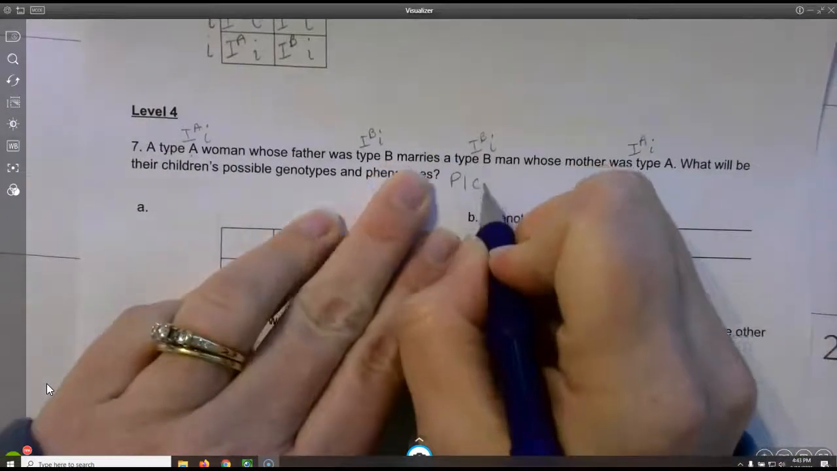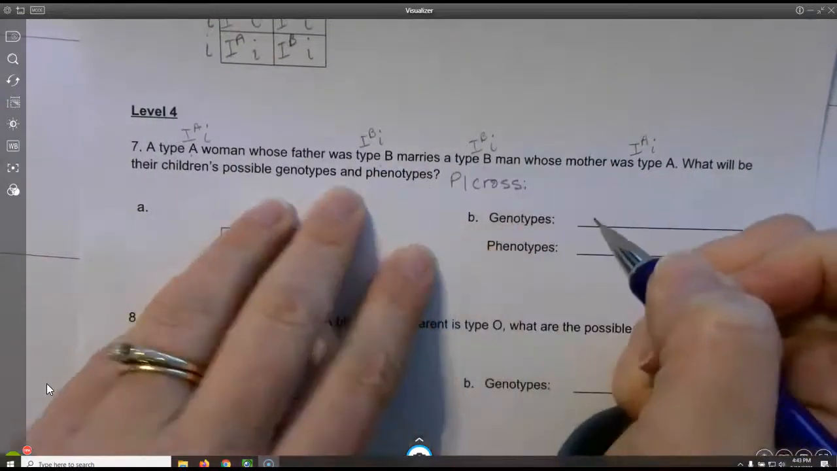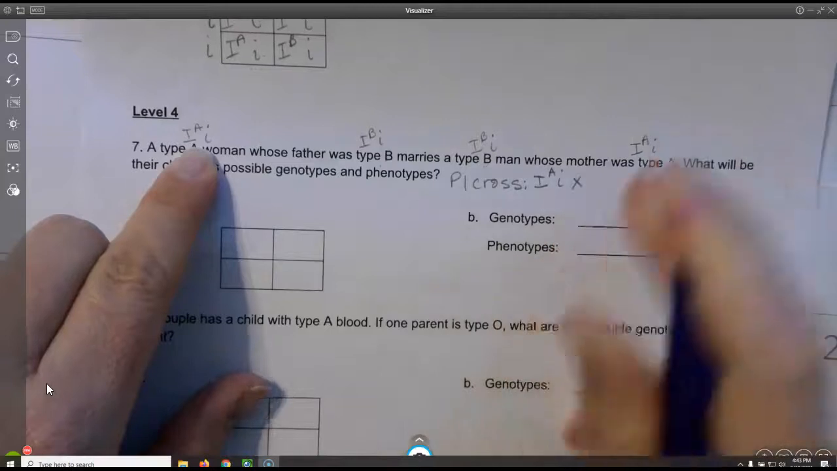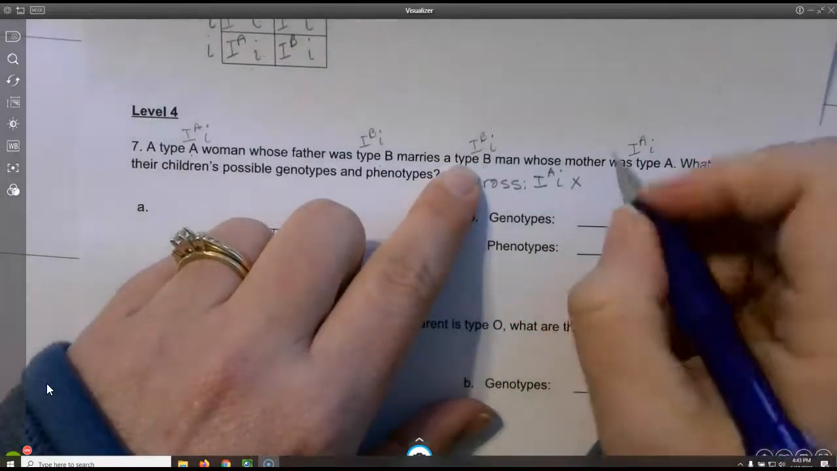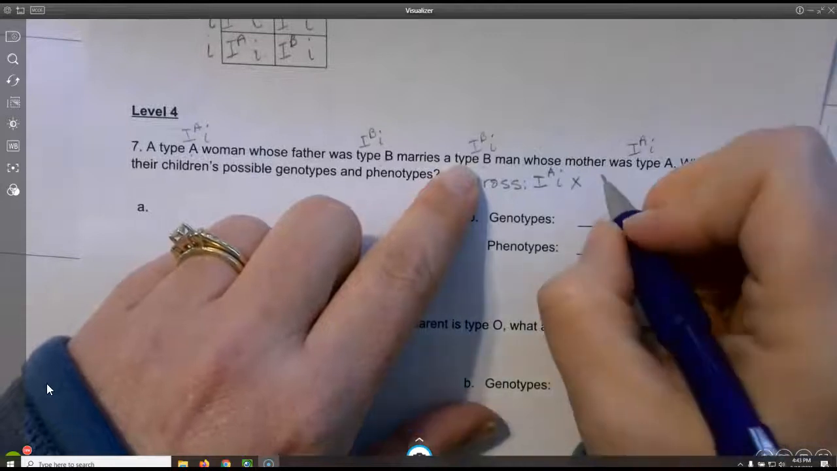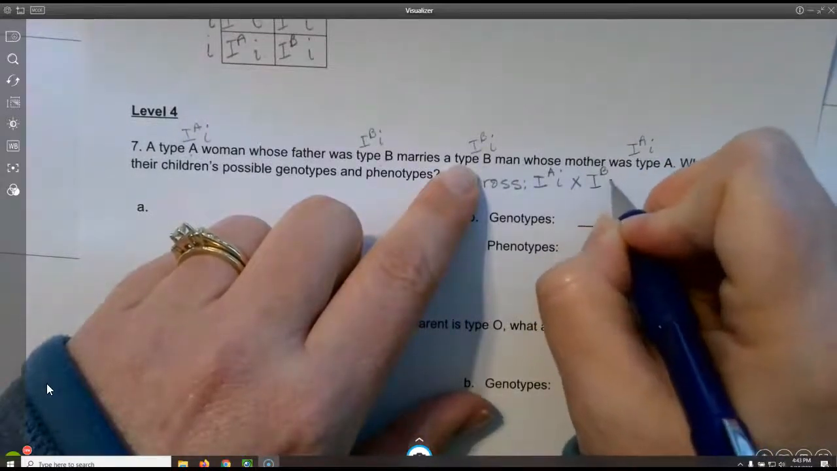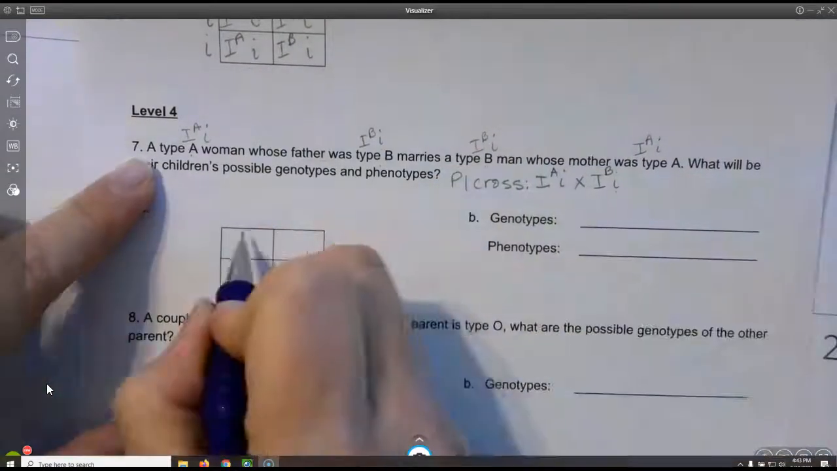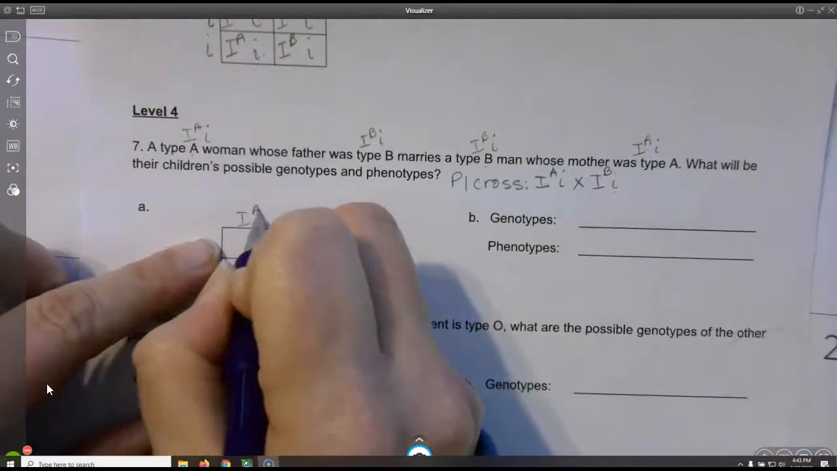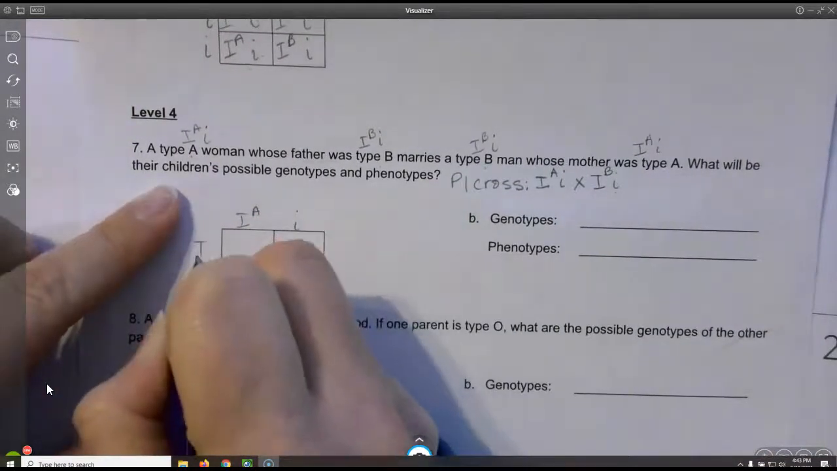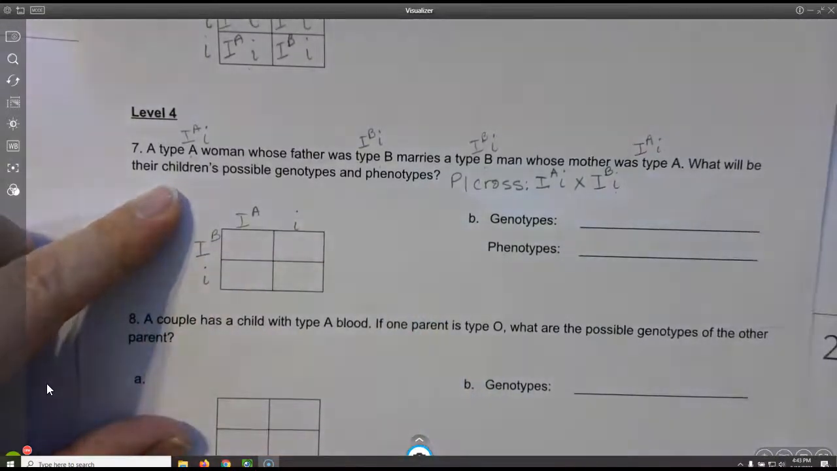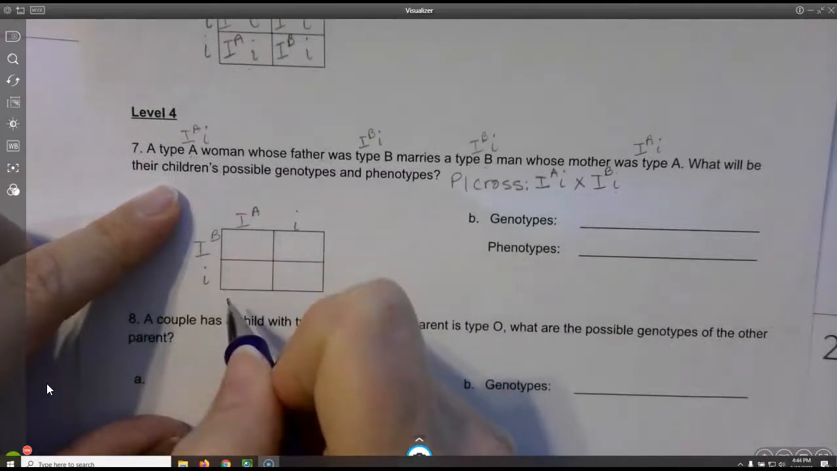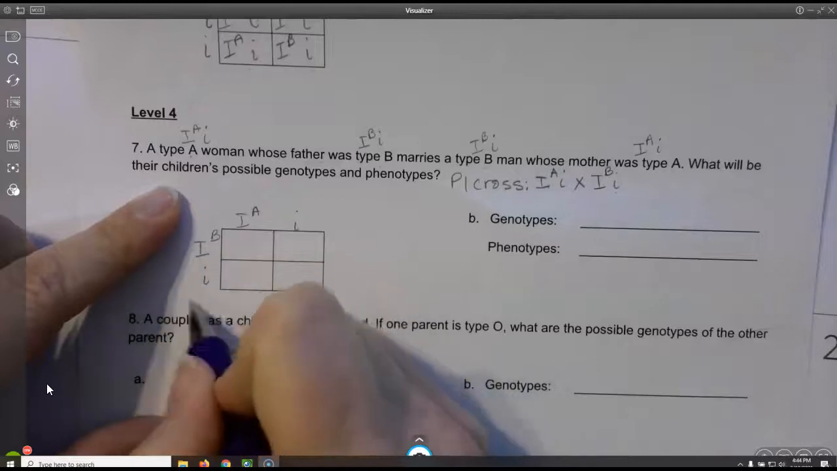So our P1 cross shows the woman is IA little i, as we just figured out, and the husband, the dad, not necessarily the husband, hopefully, but never know, is IB little i. Okay? Alright, so mom is this, dad is that. Mom goes here on top because she is listed first. Dad goes here on the side because he was listed second. Now, here's where we have to be careful because they might not necessarily be in order. Take into account what you have on the side.